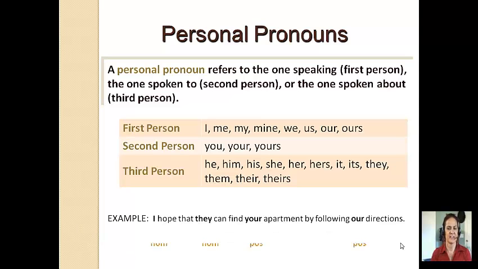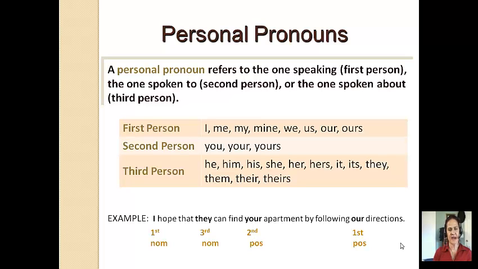So let's look at these examples. I hope that they can find your apartment by following our directions. So first thing we do is we identify our personal pronouns in this sentence, and we have I, they, your, and our. And the second thing we determine is if they are first person, second person, or third person. So I'm looking at that and I say, okay, I is first person pronoun, they is a third person, your is a second person, and our is a first person.